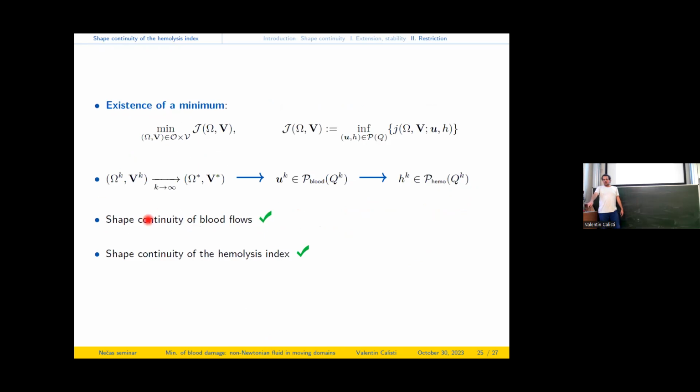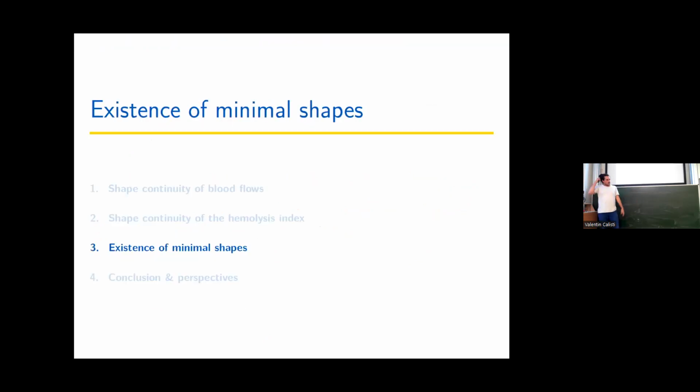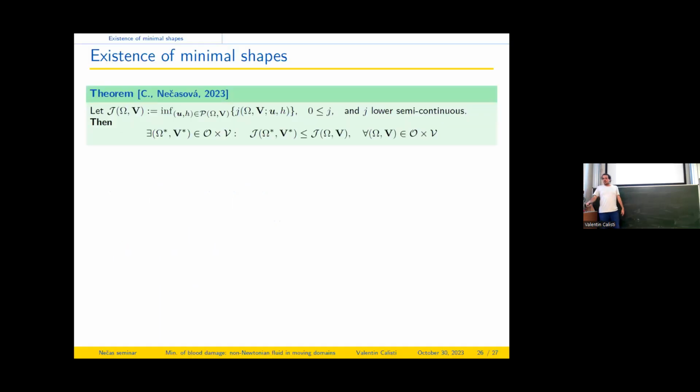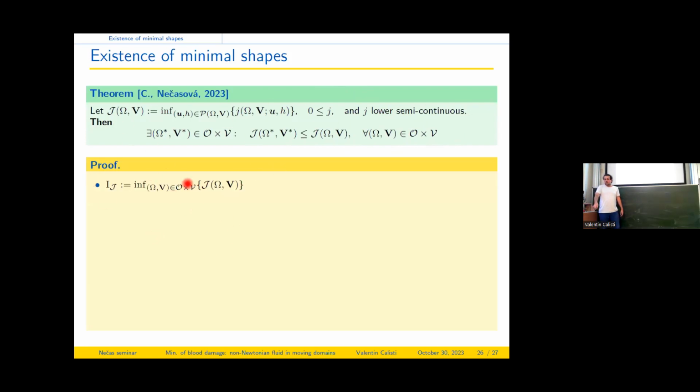So what we have done is this: we have shown shape continuity of blood flows and shape continuity of the hemolysis index. Now this is the last, a bit tedious slide to summarize what we did. While showing shape continuity of blood flow and hemolysis, we showed that if we have a good property on one, let's say we have J positive and lower semi-continuous with respect to the topology we have defined for our convergence before, then there exists an optimal domain. For this, you can define the infimum, which is well defined because we suppose that J is positive everywhere.